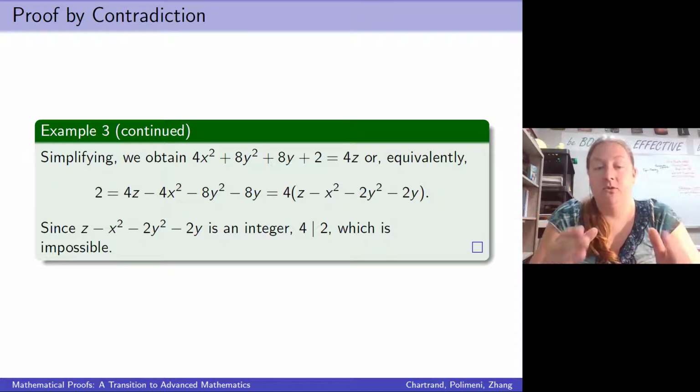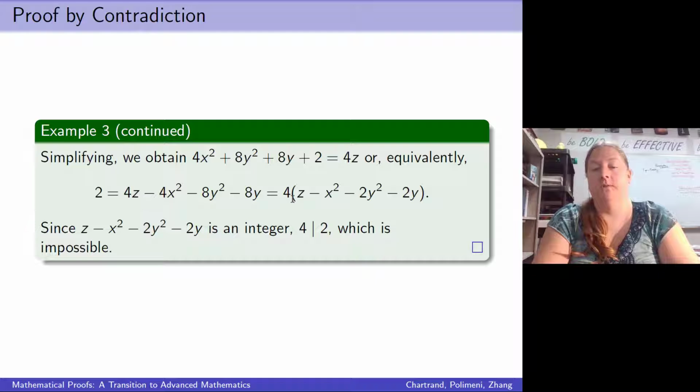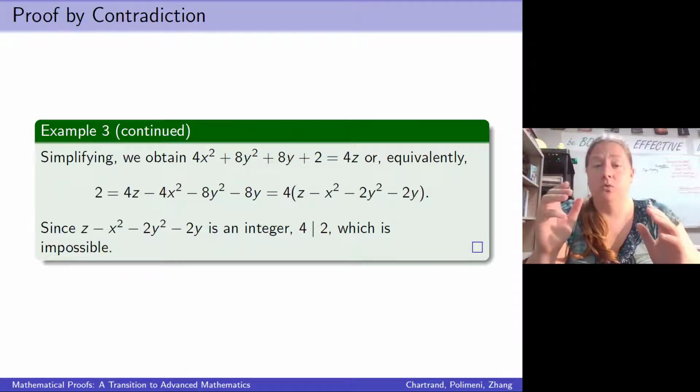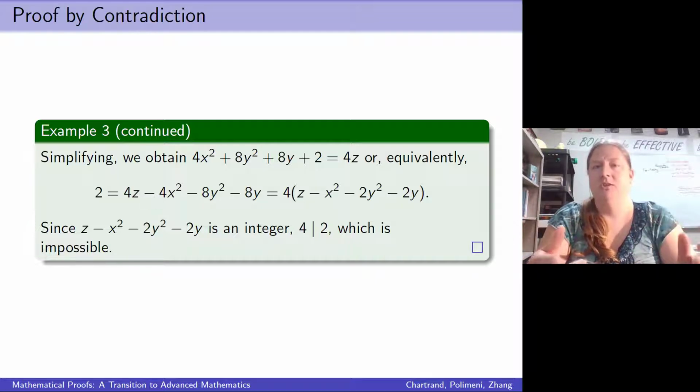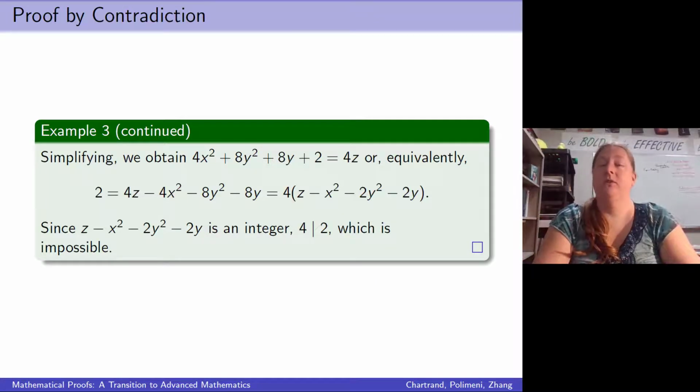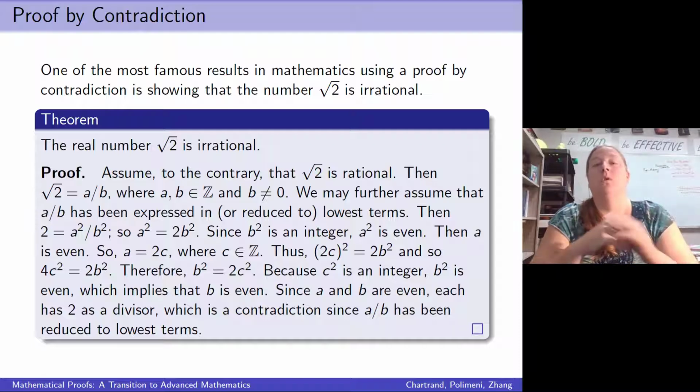Well, I notice that everything on my new right-hand side has a 4 in common, so I'm going to factor out a 4. So I have 4 times the quantity z minus x squared minus 2y squared minus 2y. So now I have 2 equals 4 times some integer quantity. But that tells me that 4 in fact divides 2 by definition of divides. So that's not possible. So there's a contradiction, and my original result that I was attempting to prove must be true. So let's take a look at one final example.